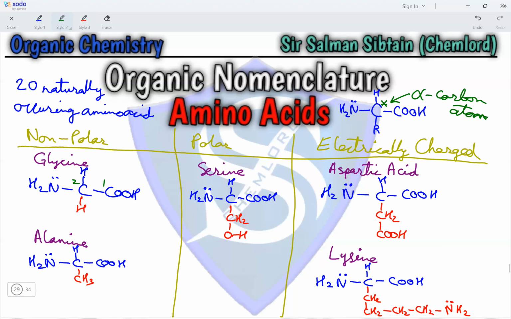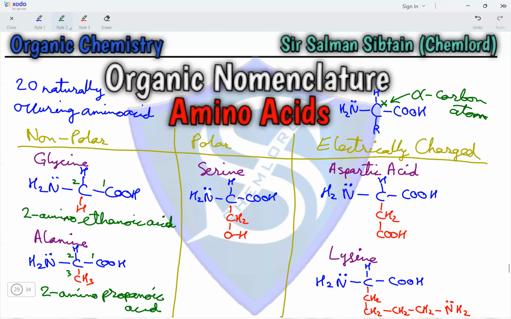So the name of glycine under the IUPAC naming system would be 2-amino ethanoic acid. For alanine, we have 1, 2, and 3. This is a continuous chain. So the R group is part of the continuous chain, making it propanoic acid. So the name of alanine under the IUPAC naming system is 2-amino propanoic acid.